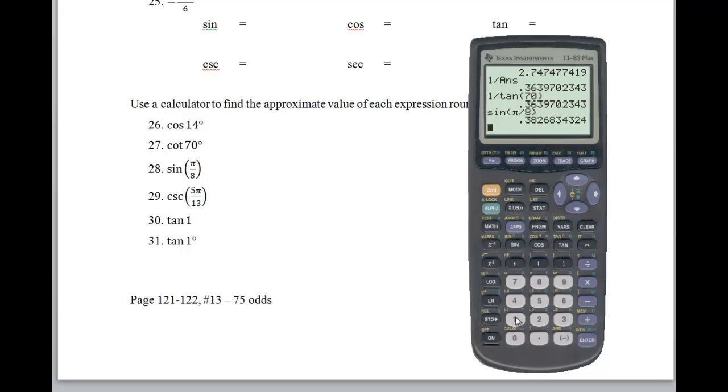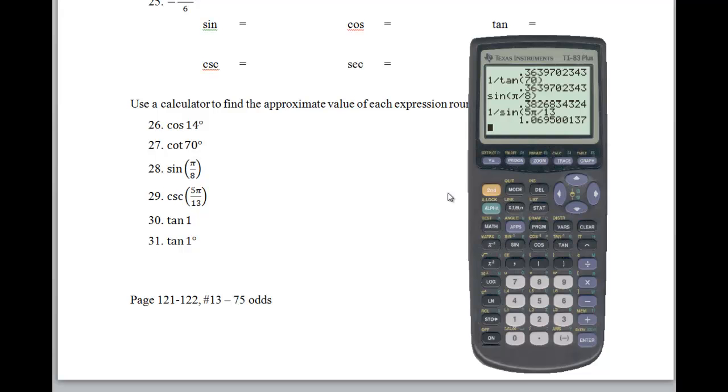And then cosecant is 1 over sine, so let me just simplify by doing it this way. This is the cosecant of 5 pi over 3, so let's go 5 pi divided by 13, sorry, not 3. And then we get an answer of approximately 1.07.